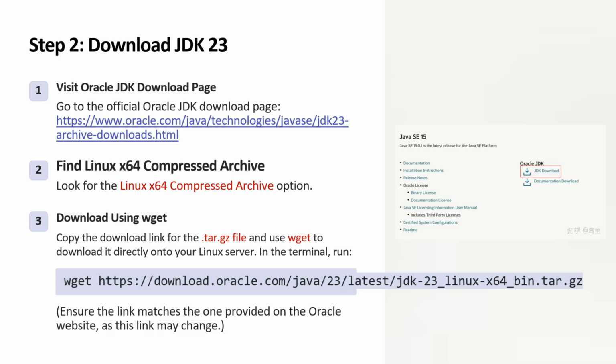Step 2 is download JDK 23. For that, visit the Oracle JDK download page using this link. Then look for the Linux x64 compressed archive file. The file extension will be .tar.gz. Using the wget command, we can download the archive file.